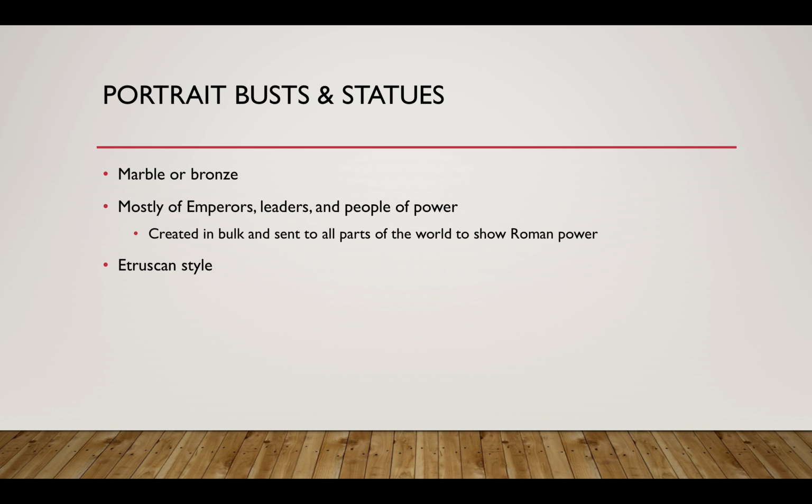Then we have portrait busts and statues. They're usually made of marble or bronze, mostly of emperors, leaders, people of power, patricians. And they were created in bulk and sent to all parts of the world, mostly with emperors, just to show how powerful they are. It's believed that they're Etruscan style because Greek style busts usually are just the head and the neck. They don't have the shoulders on them, and Roman busts usually did have shoulders on them.